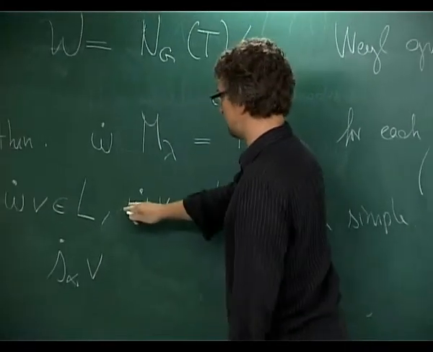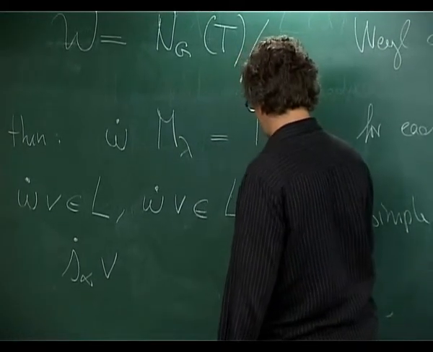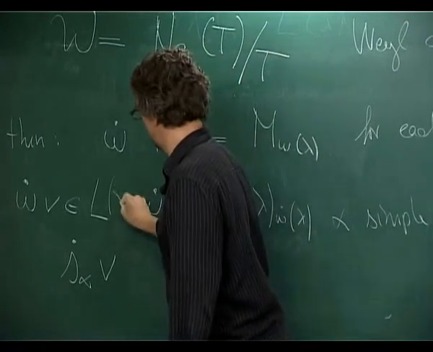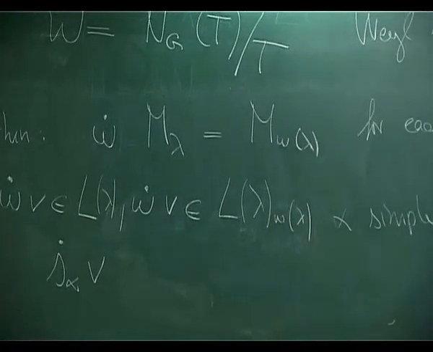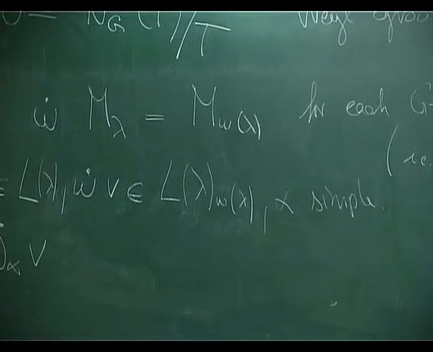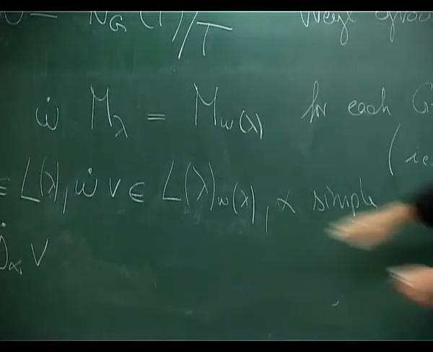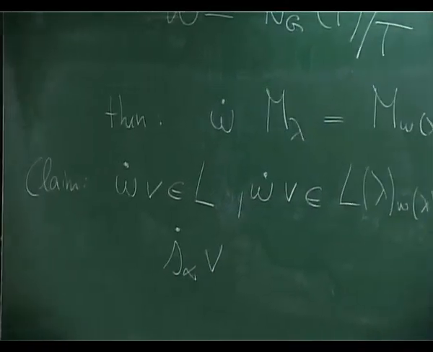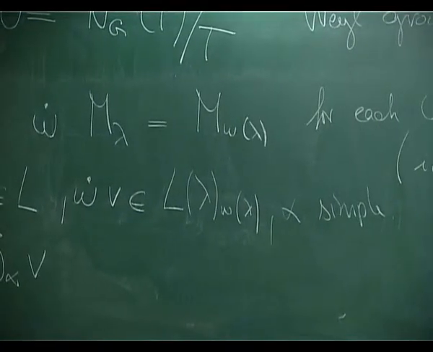Okay. Actually, we don't need that so much, but let's write it like this. That's good enough. Let me state the claim. The claim, of course, is that W dot lambda V is in L. We know it's certainly in L lambda, W lambda.